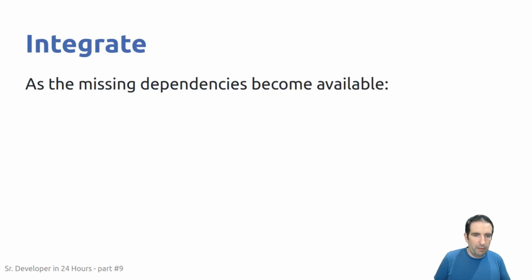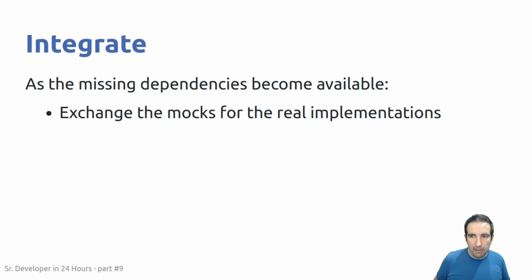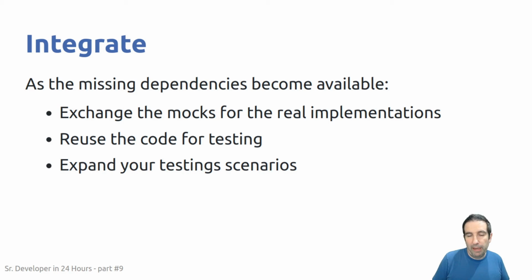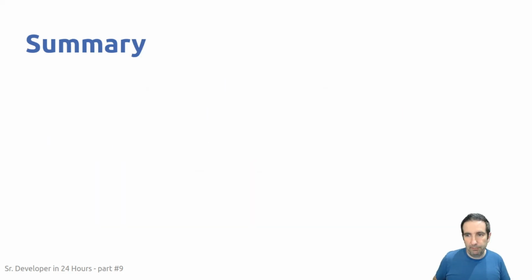Really straightforward. As the missing dependencies become available, we exchange the mocks for the real implementations. If we can, we reuse the code that we have for the mocks, and we use them for more testing. We expand our testing scenarios as we get more requirements, as we get more mature. And with this, we keep the team moving despite roadblocks that will undoubtedly appear on our journey.